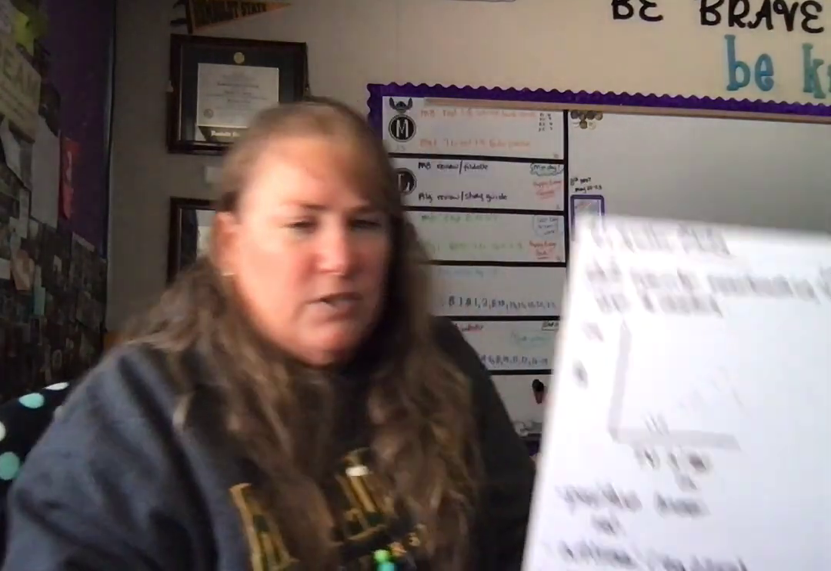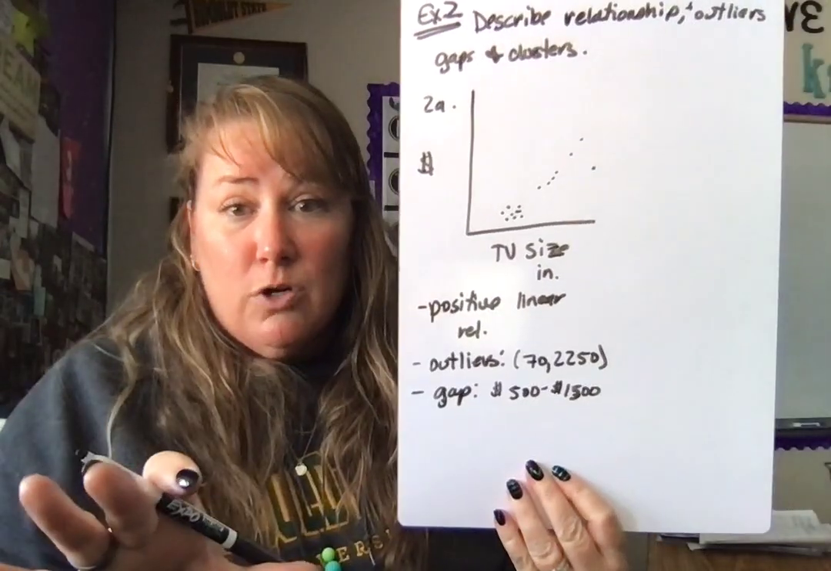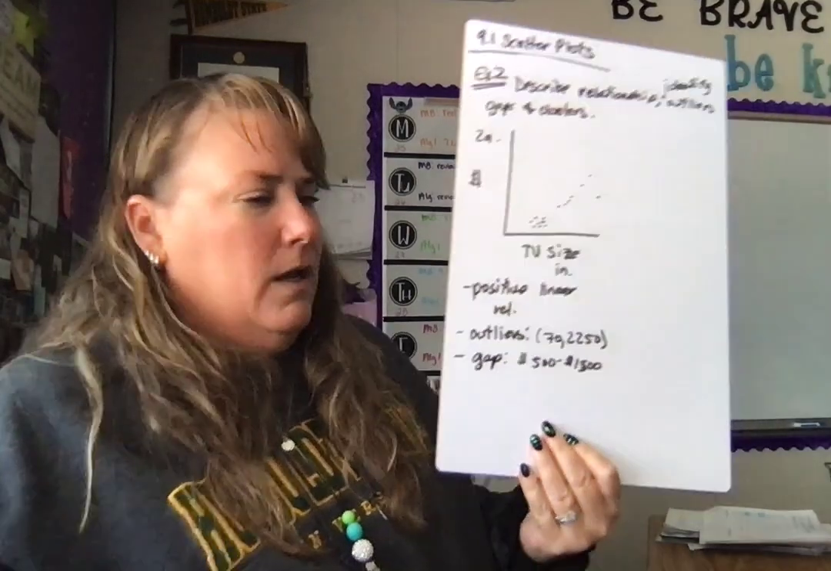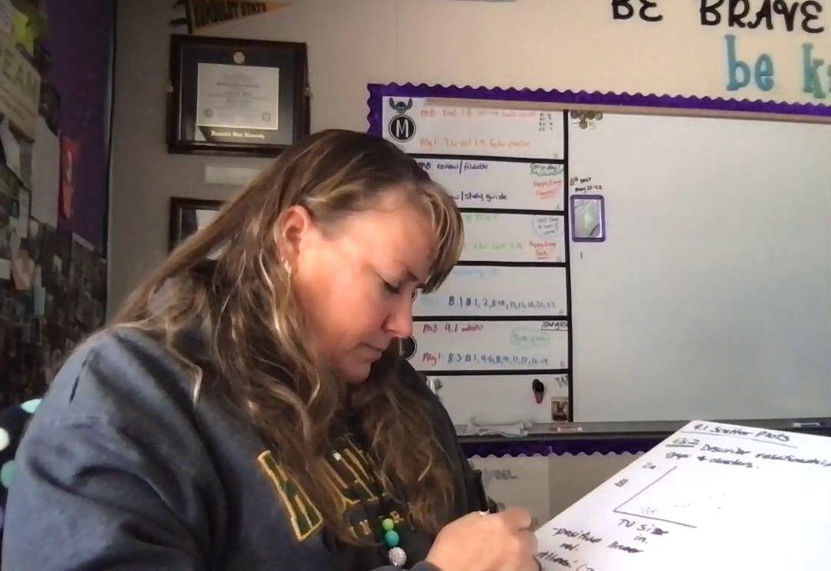But for me, it's much easier to look at it from the y-axis. So I'd say it's about 500 to, hopefully you said 1,500. Okay, so gap, 500 to 1,500. That's what I would write down. Okay, and it's not an ordered pair, because remember, it's a space. It's a space. Okay, and then cluster.